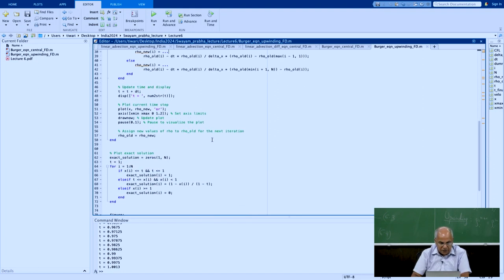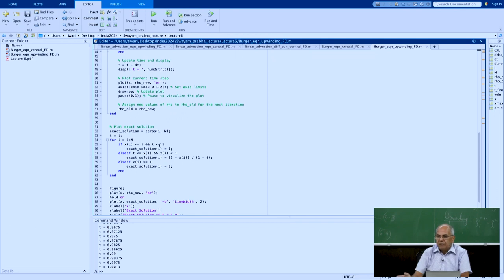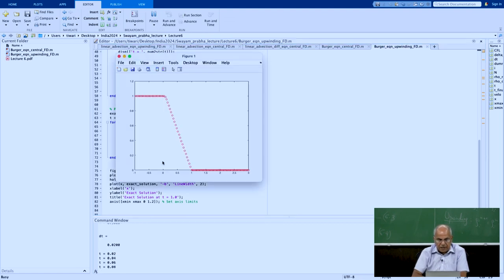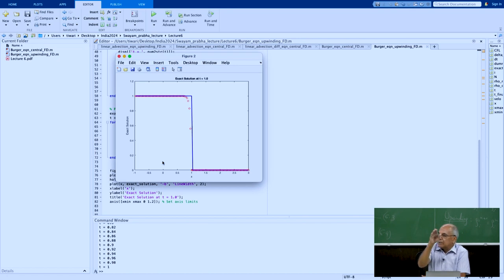And now what we see is that the solution is stable, so it's worthwhile to plot the exact solution. The exact solution, which I wrote on the board in the earlier lecture, I will plot at the end of the simulation. So now let us see the time evolution of the solution. Now you see the shock developed, even from the linear solution. This is the exact solution, the blue curve, and this one is the numerical solution. Since I have taken only 100 points, we cannot expect a better solution.